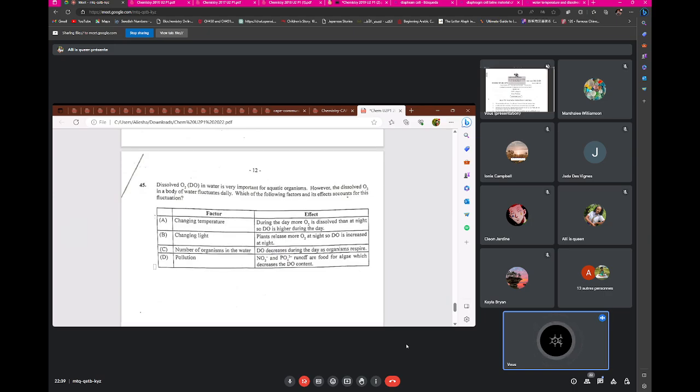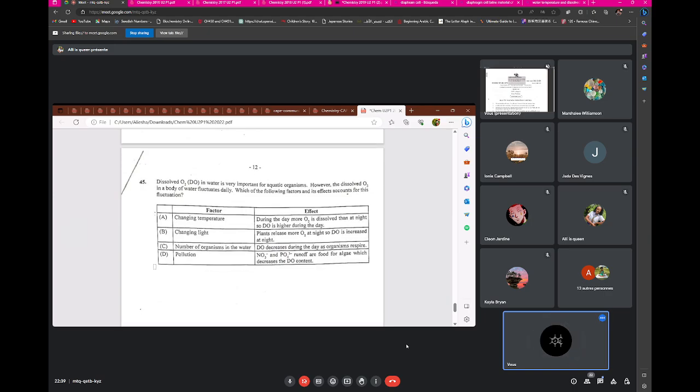Right? Dissolved. Okay, so this is a bit weird. I remember arguing over this. Dissolved oxygen in water is very important for aquatic organisms. Wow, who would have guessed? However, the dissolved oxygen in a body of water fluctuates daily. Which of the following factors and its effects accounts for the fluctuation?